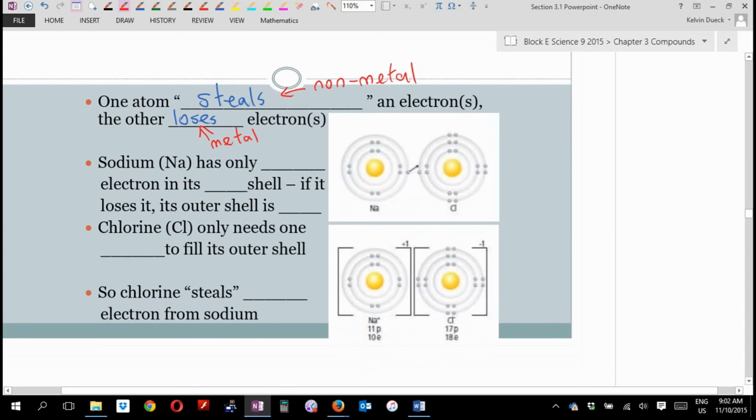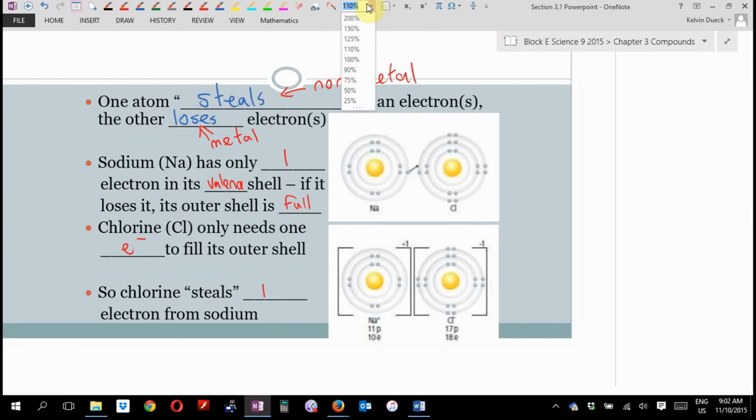So here's a little picture. Did I include the picture in your notes? I can't remember. But I did include the blanks, right? So sodium has only one electron in its valence shell. I didn't leave you much room to write valence, sorry. If it loses it, its outer shell is now full. Chlorine only needs one electron to fill its outer shell. So chlorine steals one electron from sodium.